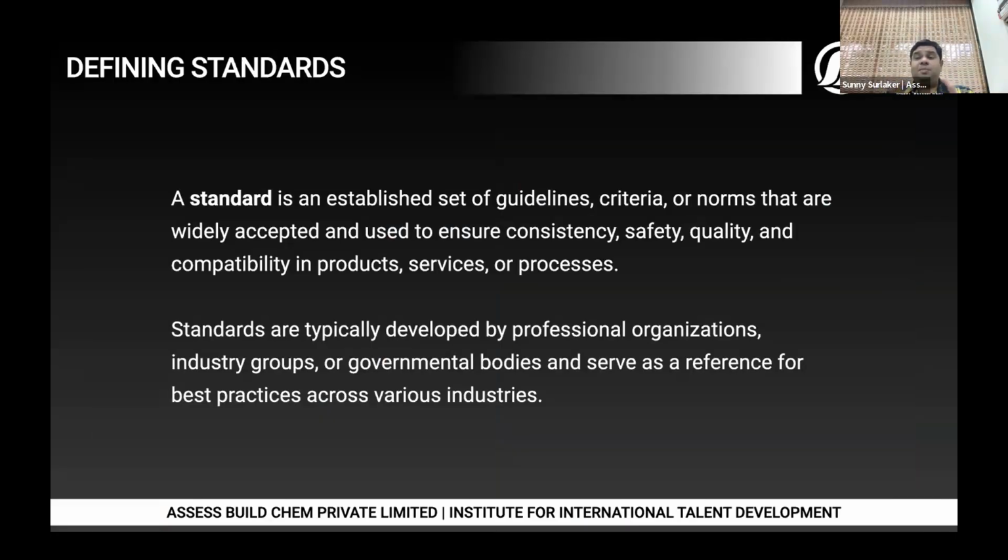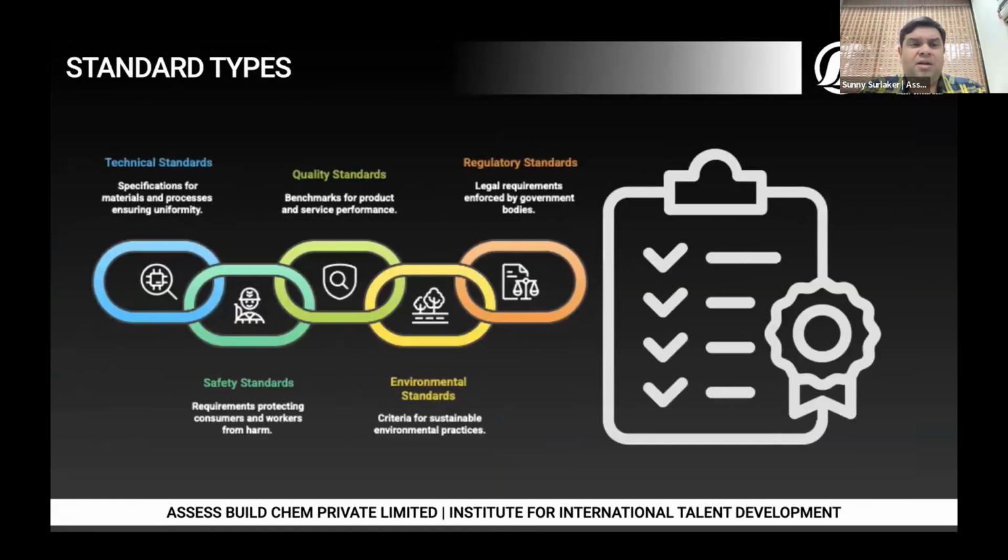Then the next part that most people confuse all these things with is standards. A standard is, again, an established set of guidelines, criteria, or norms that are widely accepted. So basically, it's a standardized way of doing something, in short, rather than getting very confused about it. And these standards can be of different types: there are technical standards, safety standards, quality standards, regulatory standards, and environmental standards, for example.